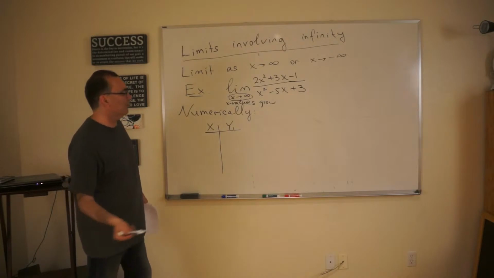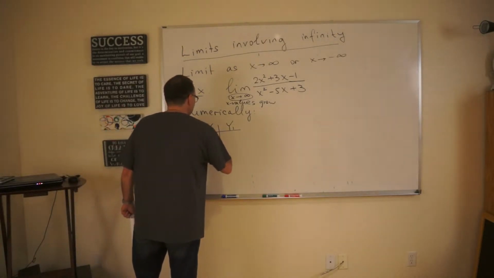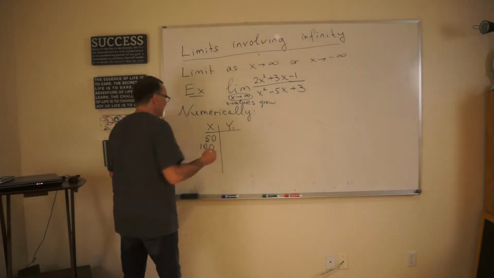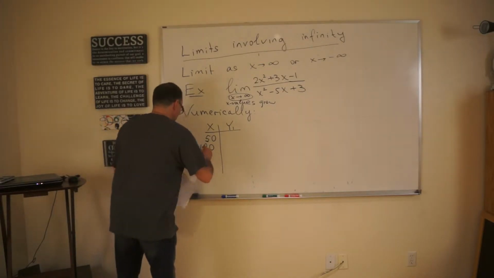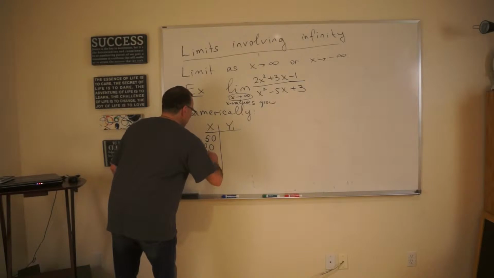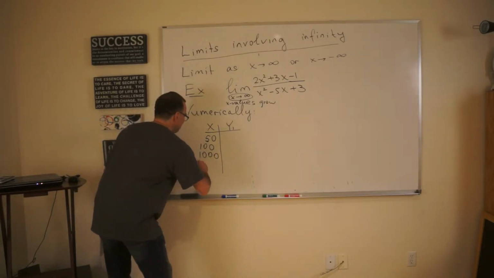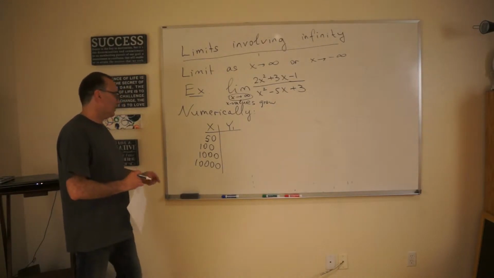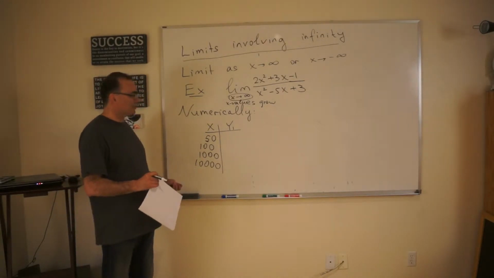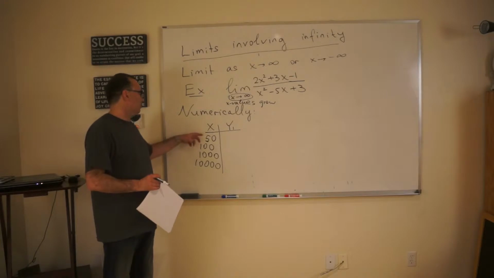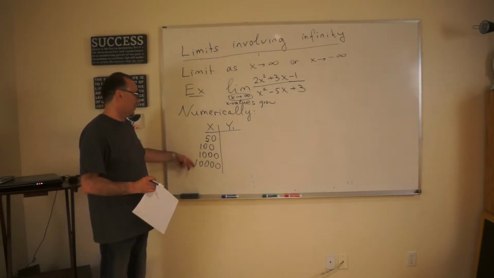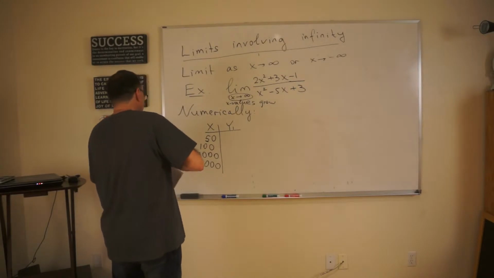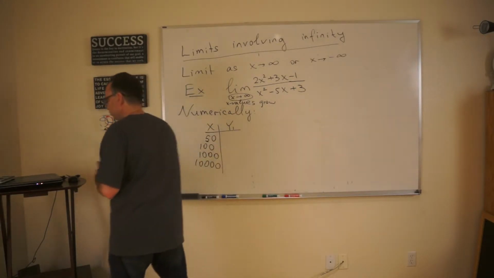We can take some big numbers, for example 50, and the next number should be even larger, such as 100, and the next one should be even larger, like 1000. So the simplest numbers to take are 1000, 10,000, maybe 100,000, etc. In fact, we don't have to take specifically these numbers. We could take any numbers as long as every next number is larger. And now we will plug them into the function, again using the calculator table feature.